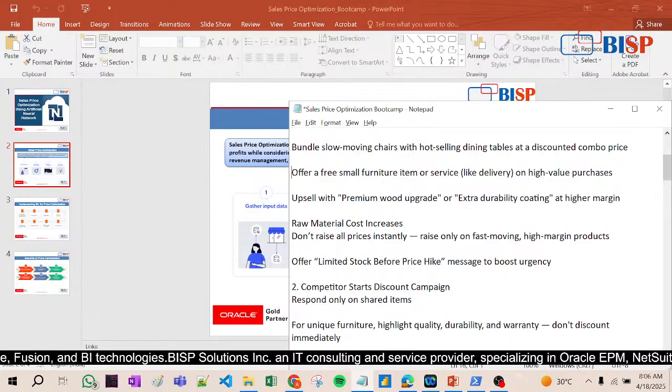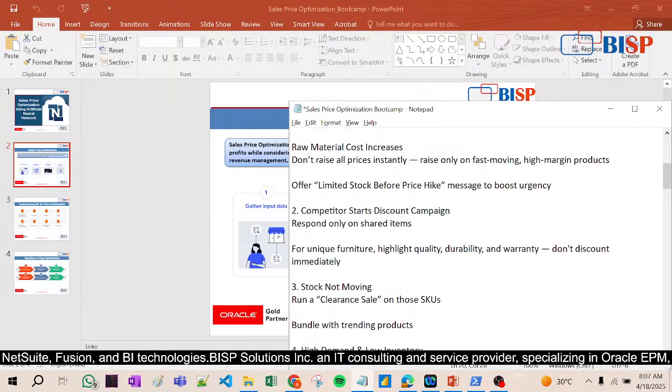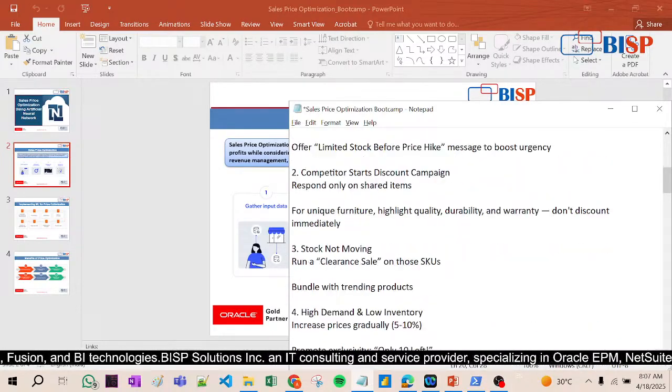Offer a free small furniture item or service, or free delivery, on high value purchases. Suppose a person is purchasing a high value product, so you can offer him free delivery. And if the raw material cost increases, don't raise all the prices immediately. So these are some strategies on the basis of which you can optimize your sales.